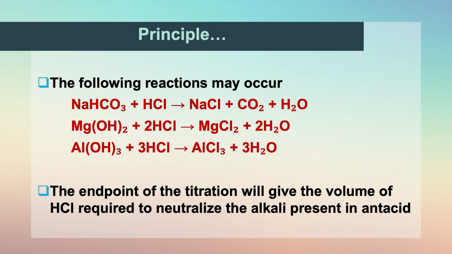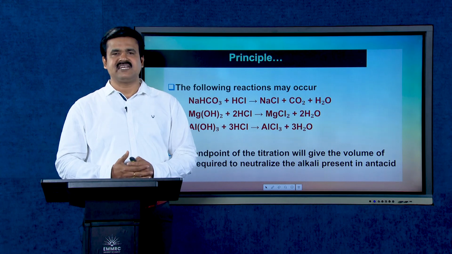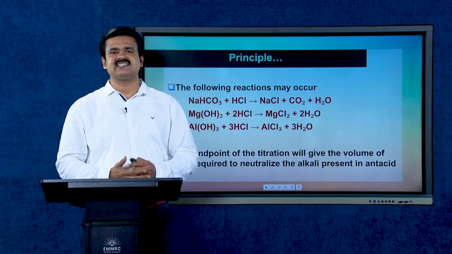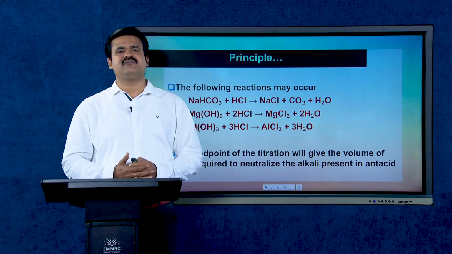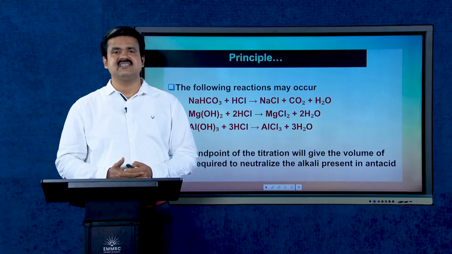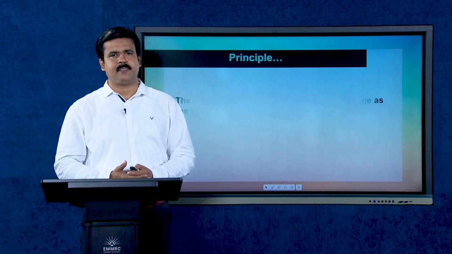Al(OH)3 present in the antacid tablet reacts with HCl like this: Al(OH)3 plus 3 molecules of HCl produces AlCl3 plus 3 molecules of water. Now, the end point of the titration of antacid with the standardized HCl will give the volume of HCl required to neutralize the alkali present, the total alkali present in the antacid.